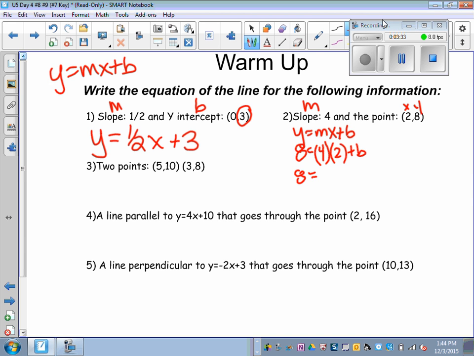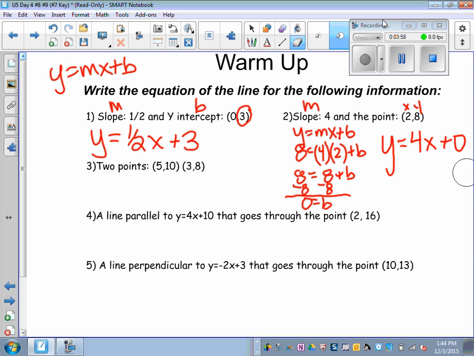8 equals 4 times 2 is 8 plus b. Subtract 8. And I get 0 equals b. So when I write my equation, I have y equals, my slope is 4, x plus b, so we could do plus 0, but remember we don't need that because when you add 0, it's just the number itself. So it's just y equals 4x. Alright, other questions so far?